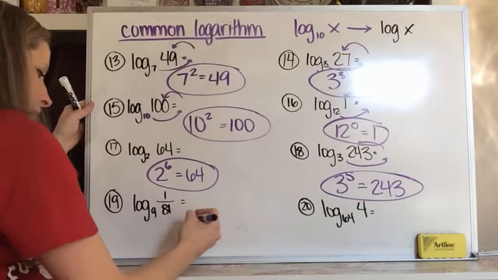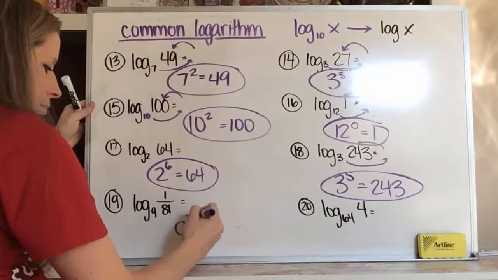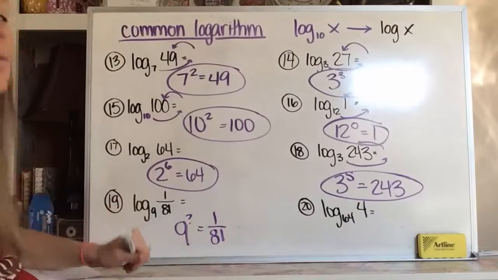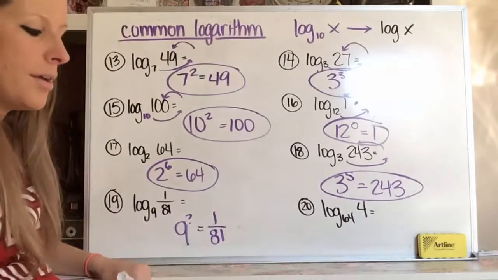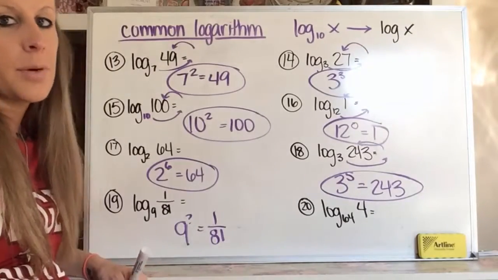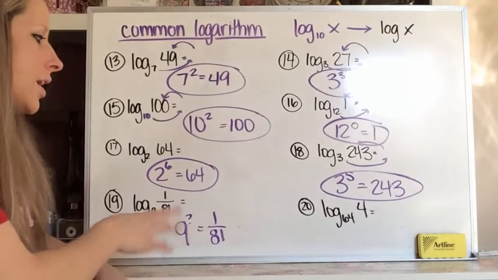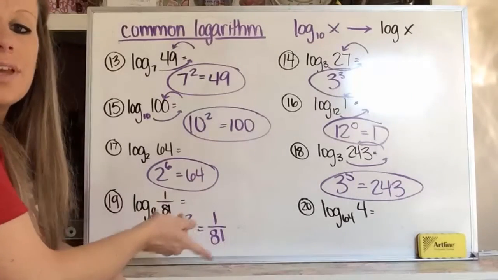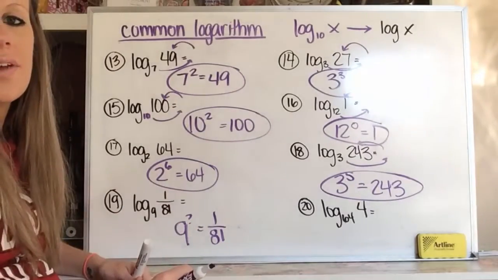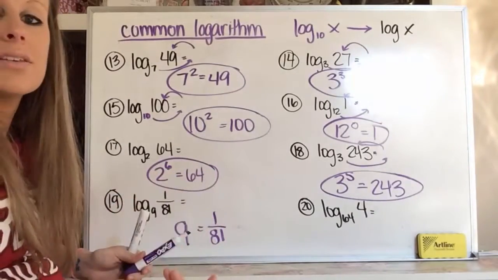Okay, 19, we're almost done. 9 to the what gives me 1 over 81. Okay, we've kind of talked about this before, and we definitely talked about it with laws of exponents. See how the 81 is flipped to the denominator? Okay, if you have something that is flipped like that, you know you're going to have a negative exponent. Negative exponents is what makes it flip.